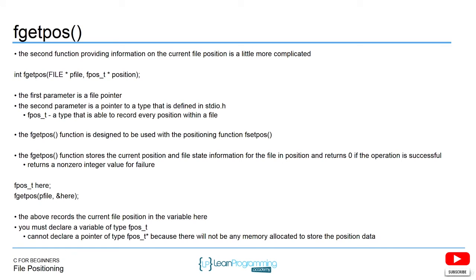So you have to declare a variable of type fpos_t, because that's what you pass as your second parameter. You can't just declare a pointer of type fpos_t star, because there will not be any memory allocated to store the position data. So let's look at an example. This will make a lot more sense.